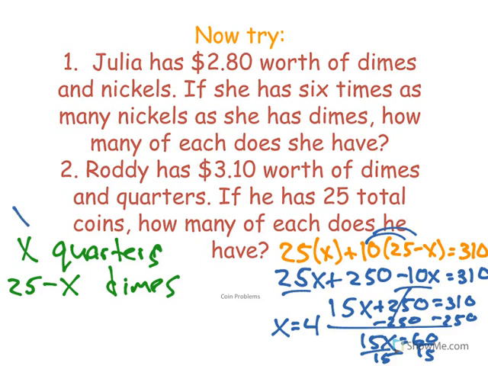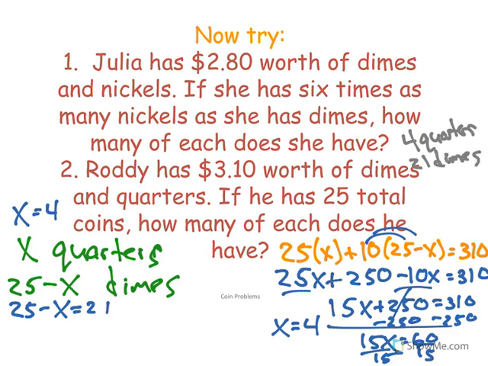So to come back over here, if x is equal to 4, 25 minus x is 25 minus 4, which is 21. So again, let's answer the question. I've got 4 quarters, and I've got 21 dimes. So my 21 dimes is $2.10. My 4 quarters is $1. $2.10 plus $1 gives me $3.10. So there's our check.